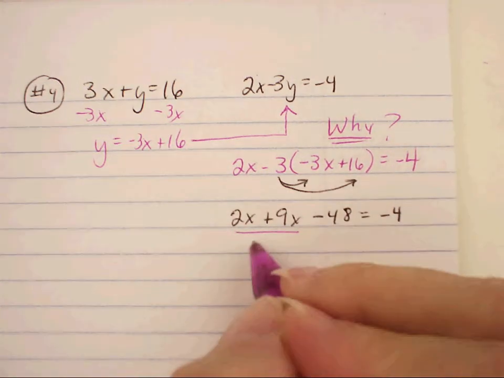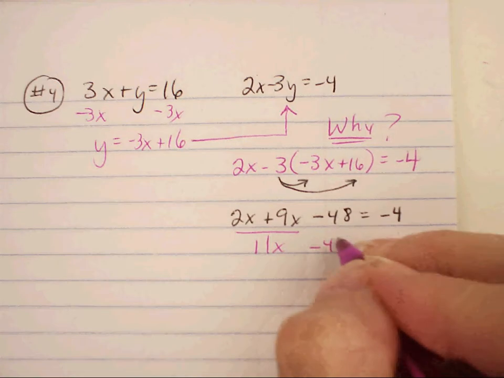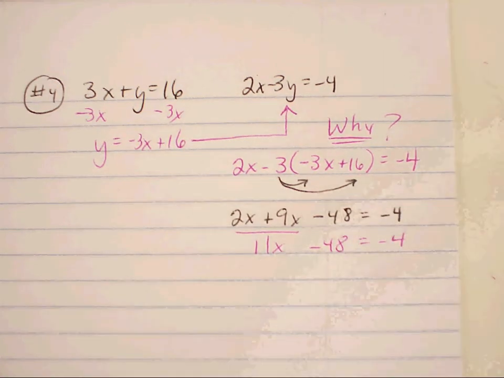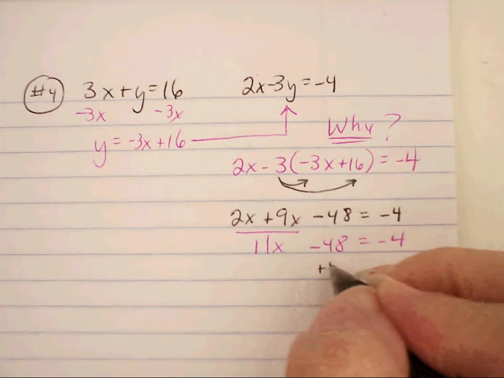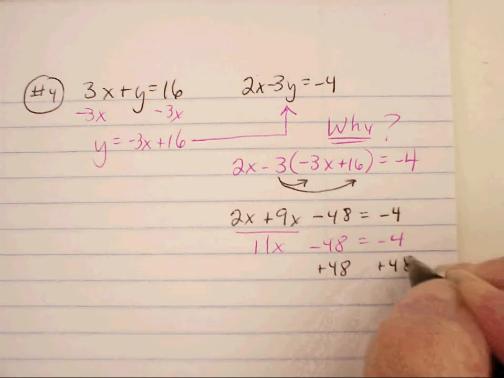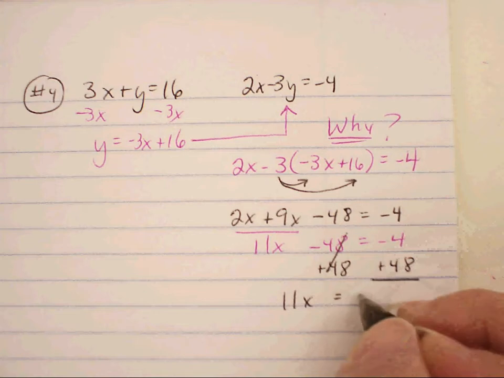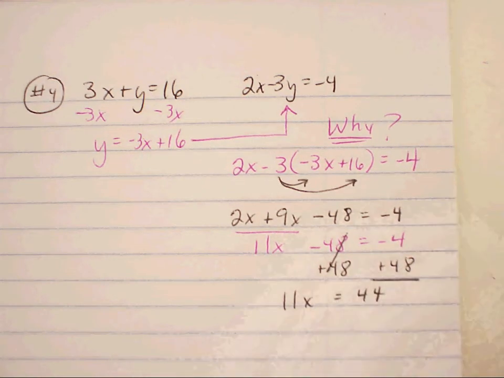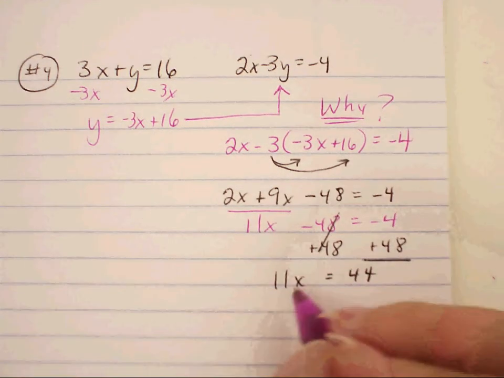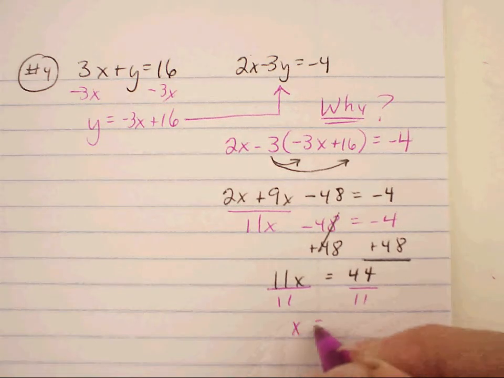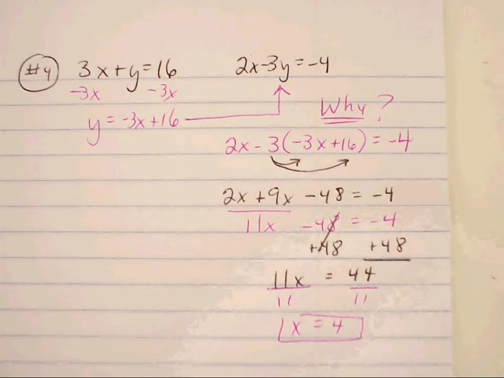Good, good, good. So we're going to start with the distributive property here. So -3 times -3 is positive 9x. -3 times 16 is -48 equals -4. Now what do I need to do, Keandre, to that line? Good.